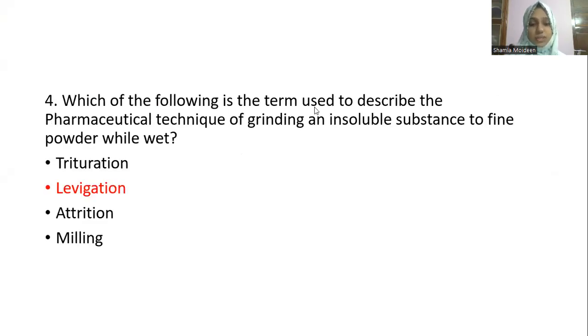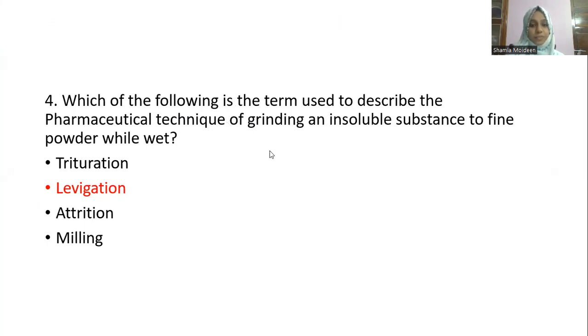Question: which of the following is a term used to describe the pharmaceutical technique of grinding an insoluble substance to fine powder while wet? The options are titration, levigation, attrition, milling. The answer is levigation. Levigation is a pharmaceutical technique used for grinding an insoluble substance to fine powder when it is in wet form or wet state.